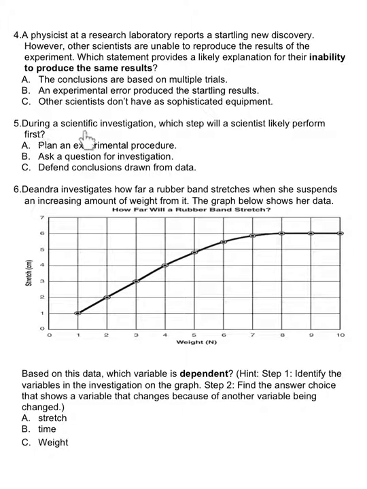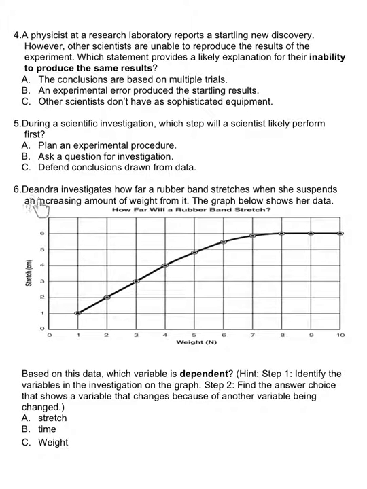Number 5. During a scientific investigation, which step will a scientist likely perform first? A. Plan an experimental procedure. B. Ask a question for investigation. C. Defend conclusions drawn from data.